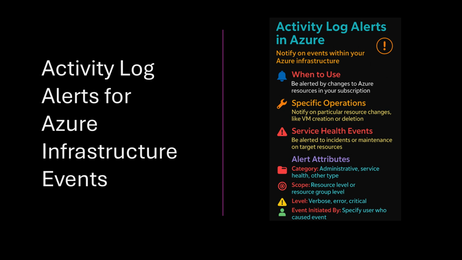Whether you are using activity log alerts to monitor resource changes or platform health, you are adding a crucial layer of situational awareness to your monitoring strategy. These alerts aren't based on performance metrics or query results. They're based on events that actually happened, giving you a real-time window into changes and health across your Azure environment.